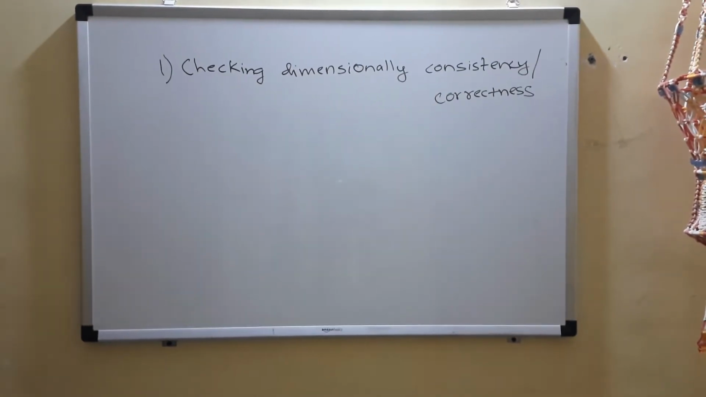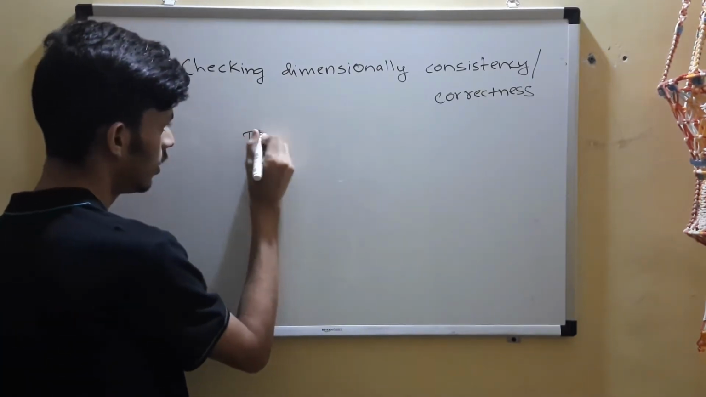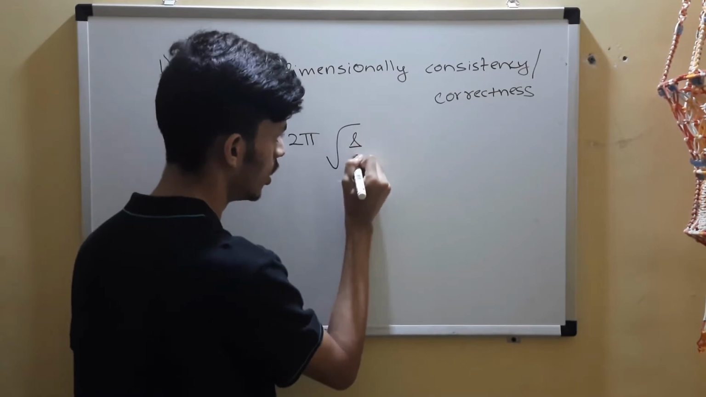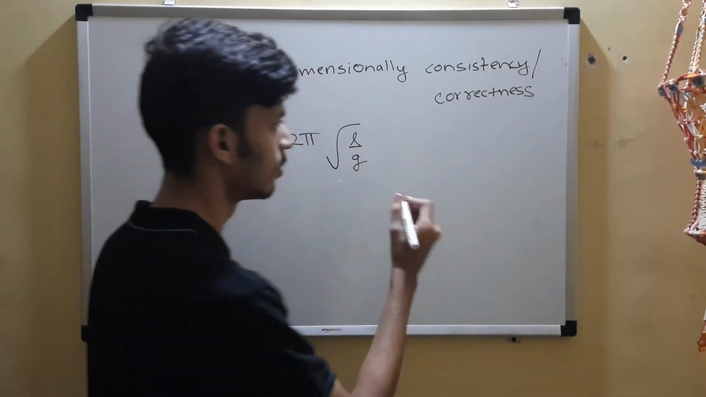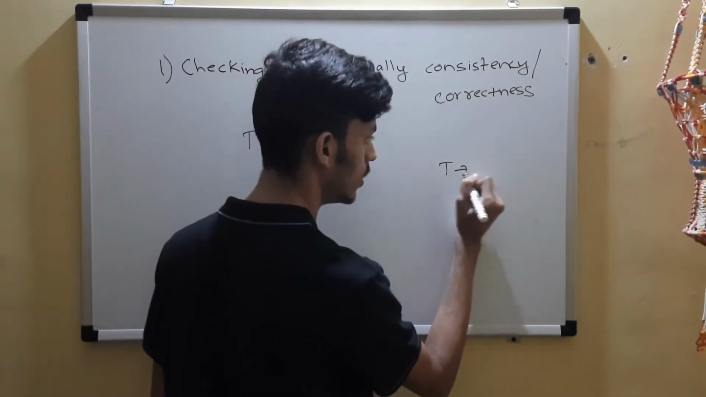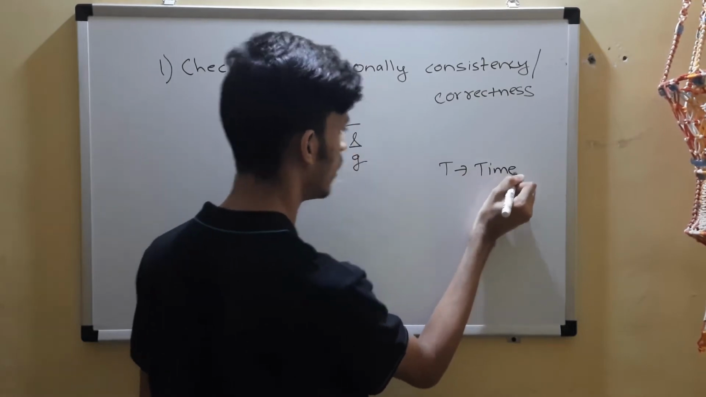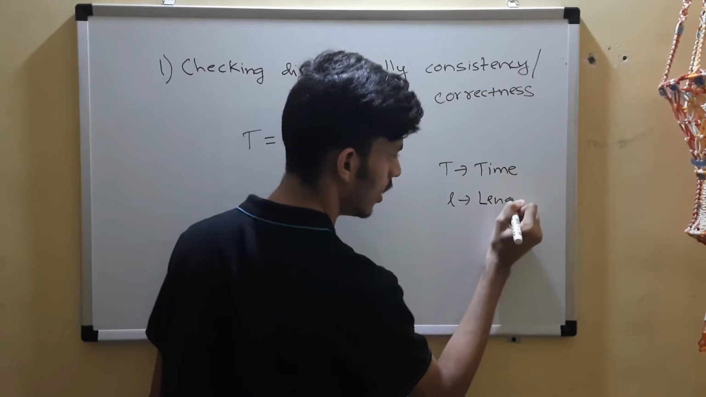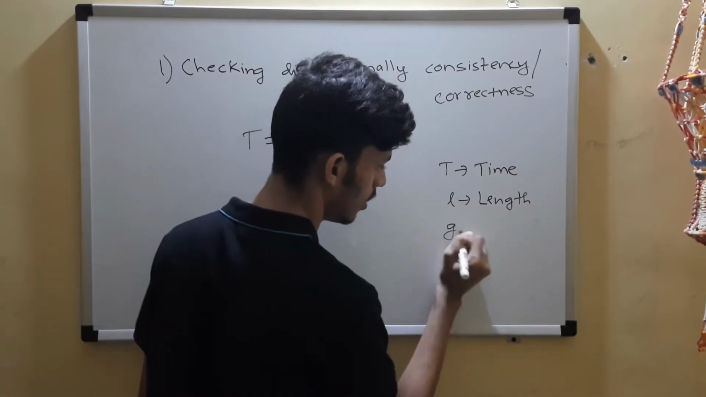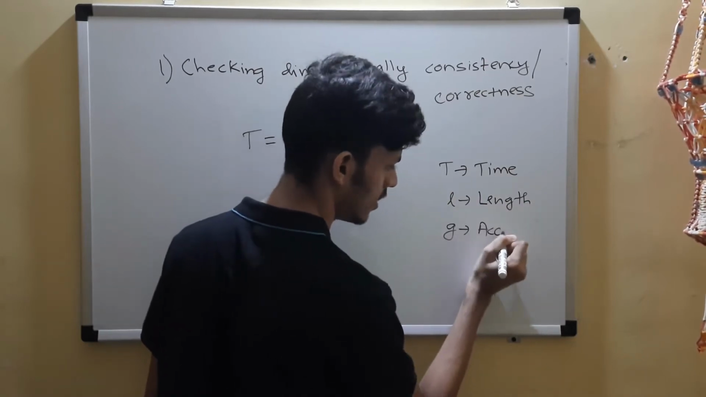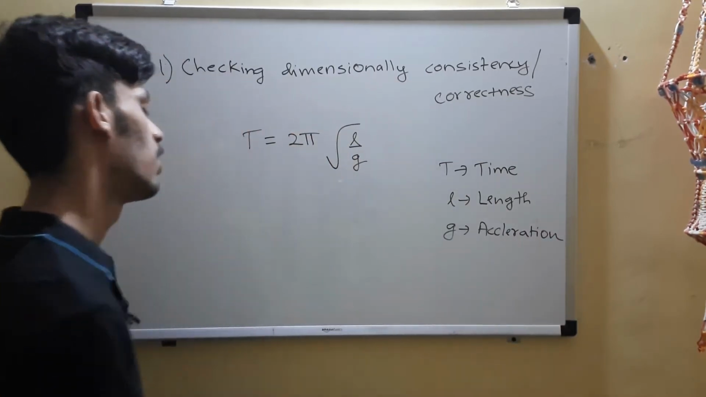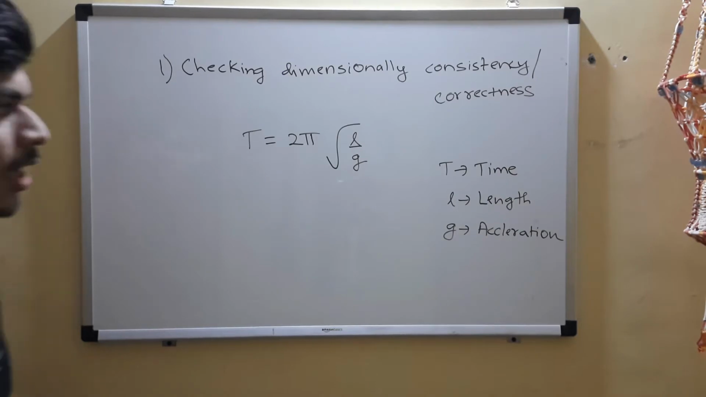So the first example, let's take T is equal to 2 pi under root L by g. Let me define what the terms mean. T means time, L means length, and g is acceleration due to gravity, or simply you can say it's acceleration for now. Now if you want to try, you can try.